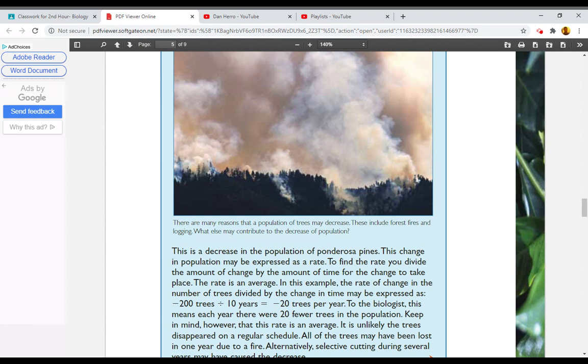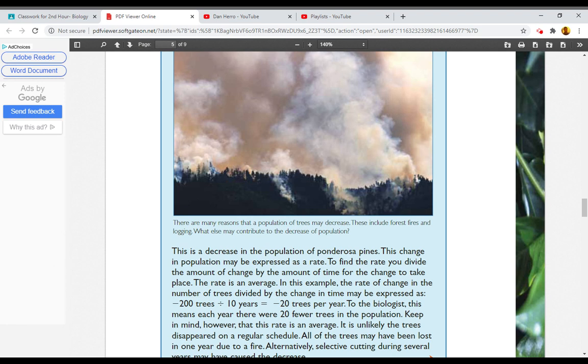To find the rate, you divide the amount of change by the amount of time for the change to take place. The rate is an average. In this example, the rate of change in the number of trees divided by the change in time may be expressed as 200 trees divided by 10 years equals negative 20 trees per year.